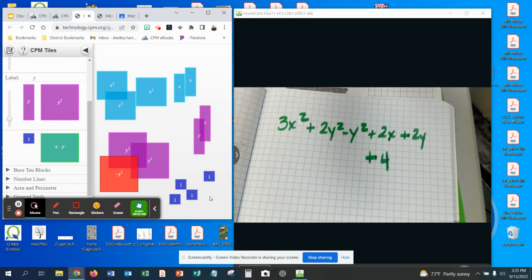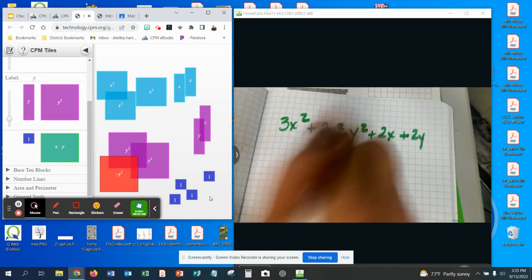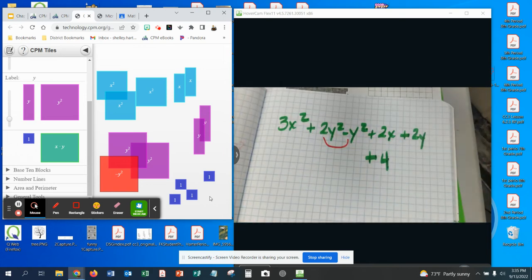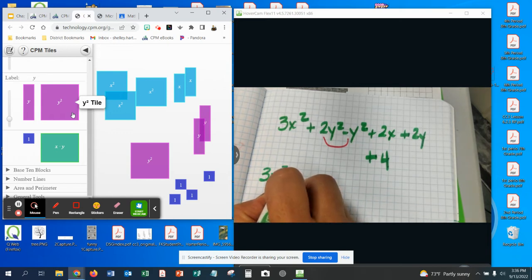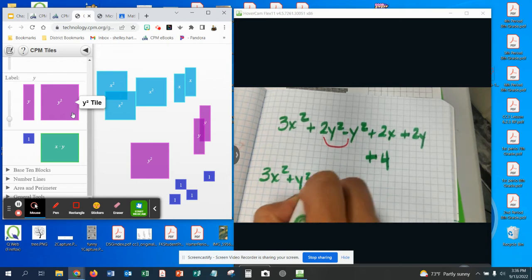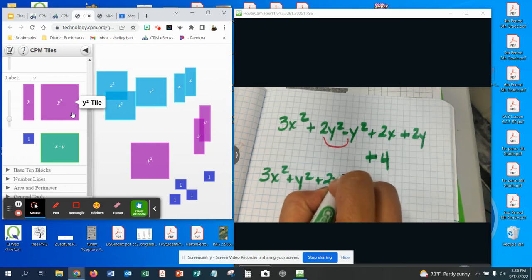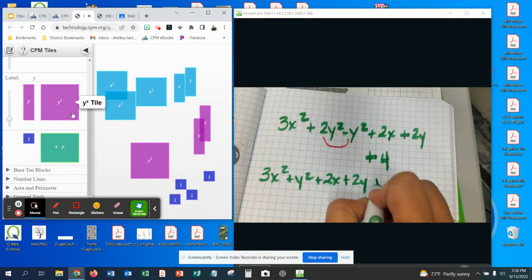Now, can we combine like terms? Well, yes, we have this one right here. That's a negative, and we want to get rid of that. So actually, watch. With this, we can just move it. And that's what we have left. So now we have 3x squared plus y squared plus 2x plus 2y plus 4.